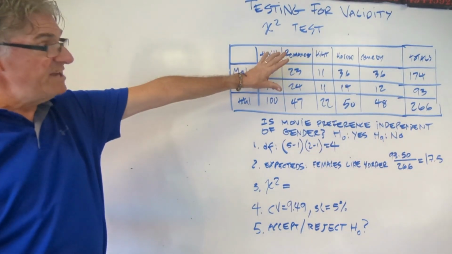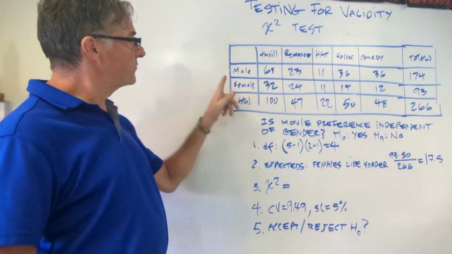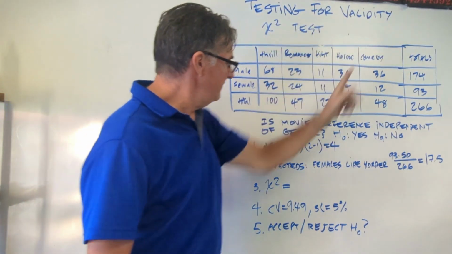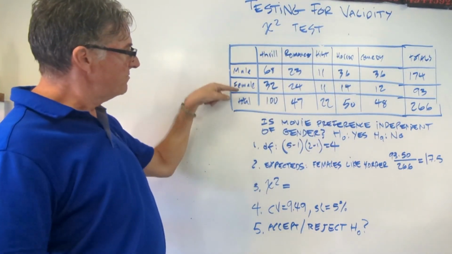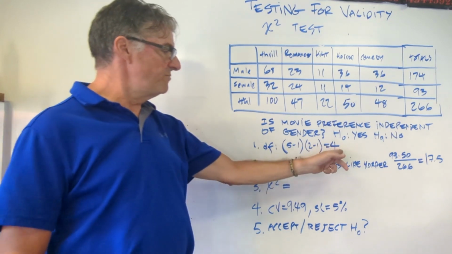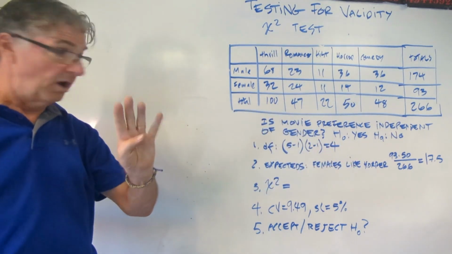Now when you have a matrix like this, degrees of freedom are the columns minus 1, 1, 2, 3, 4, 5. It's columns minus 1 times rows minus 1. So we just have 2 rows, so that's 2 minus 1. So that ends up being 4. So our degrees of freedom for this scenario are 4.